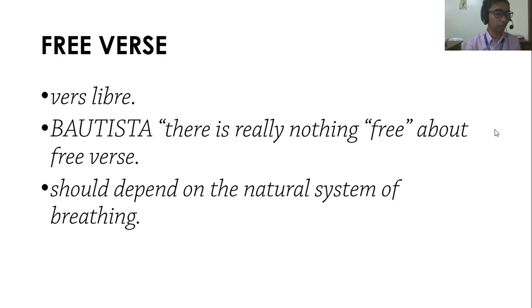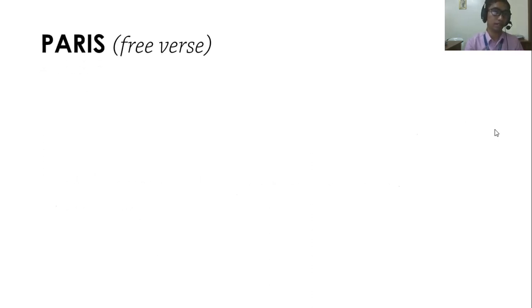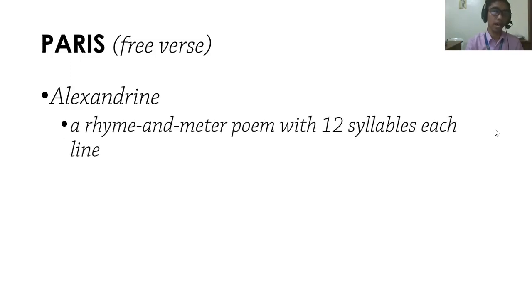It says here, to write free verse is not simply a matter of chopping sentences into random linear fragments. The matter of how long or short a line should be should depend on the natural system of breathing. In Paris, they actually applied the free verse. We have there the poetic form Alexandrine. Alexandrine would mean a rhyme and meter poem with 12 syllables each line.